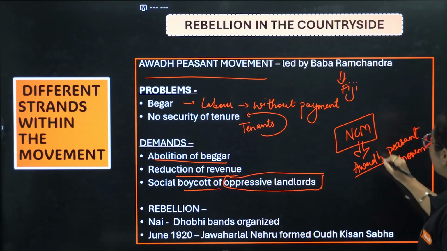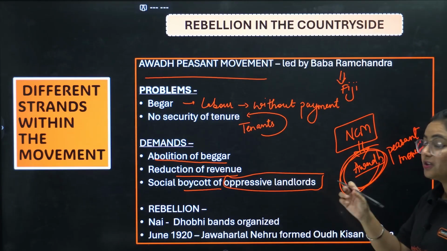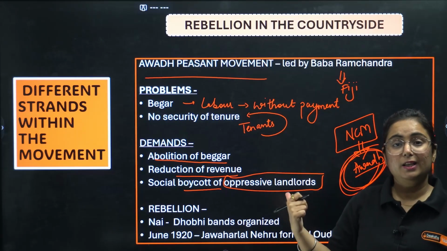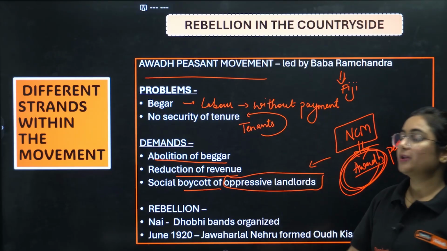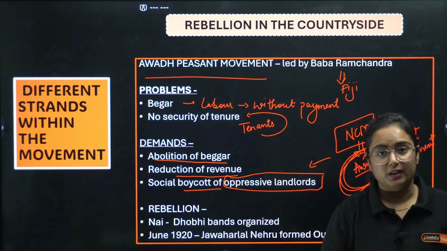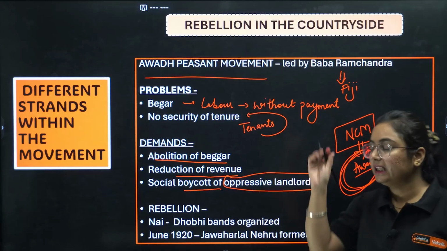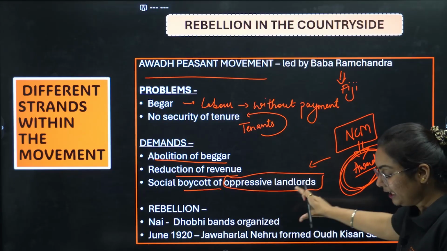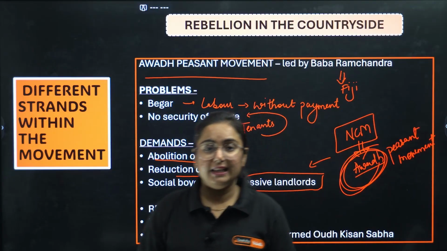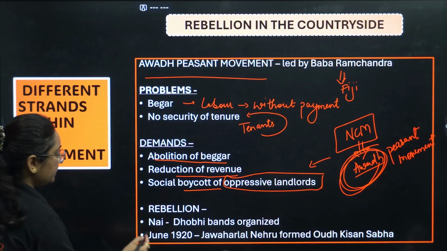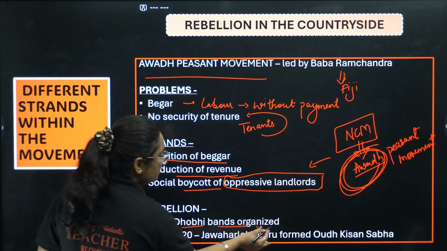What is Swaraj for these Awadh people? What is Swaraj for this peasant? To get free from these oppressive landlords. Get my point, right? They are not fighting against the British Empire. Rather, they are fighting against these oppressive landlords. As part of this rebellion, they organized Dhobi bands.